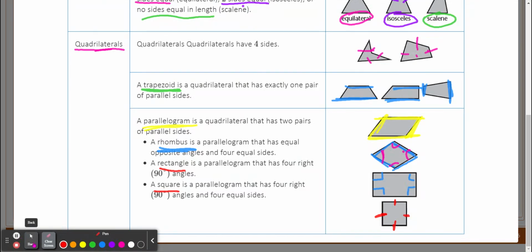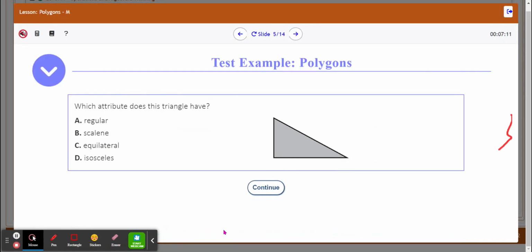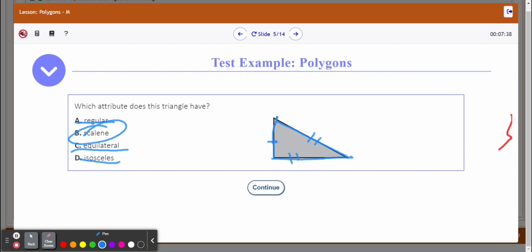All right, so let's go look at some examples. This question says, what attributes does this triangle have? Well, there's no such thing as a regular triangle. We got rid of that. Now remember, equilateral means all three sides are equal. Well, these three sides are not all equal, so it's not equilateral. Isosceles says two of the sides are equal. Well, I don't think any of these sides are equal to each other, which leaves us with scalene. Scalene is when none of the sides are equal to each other. They have three different sides.